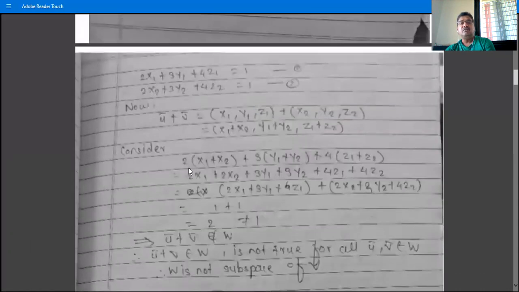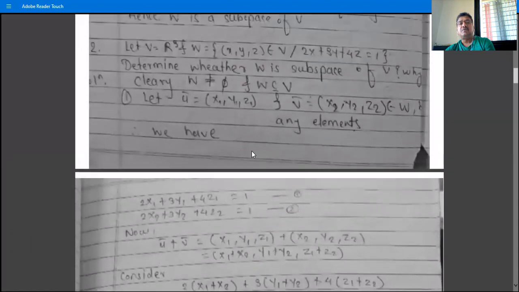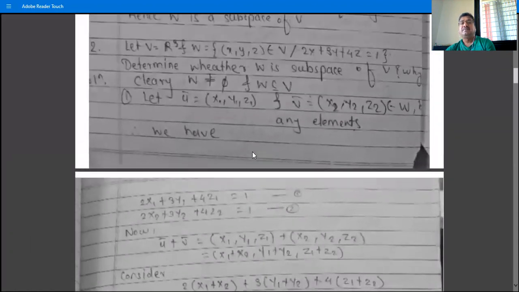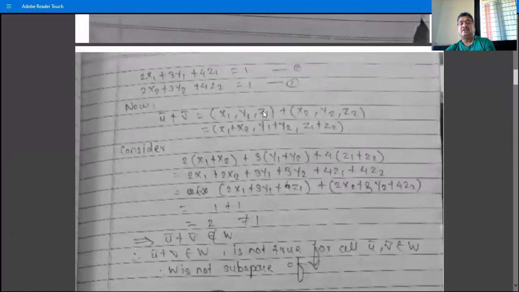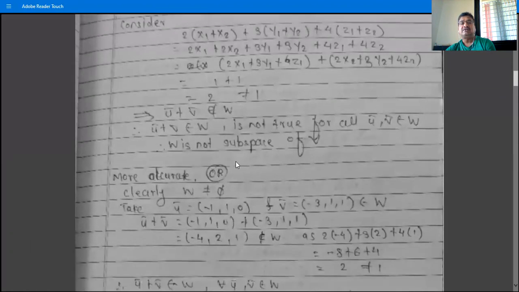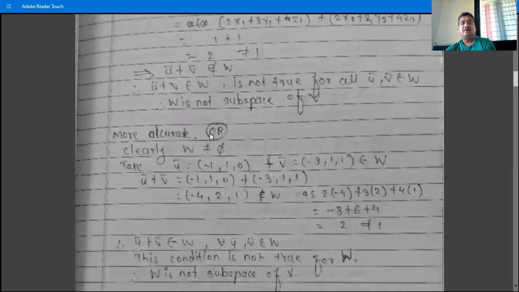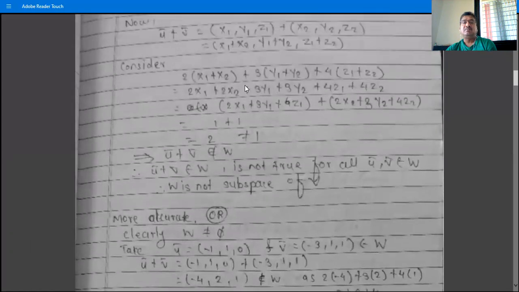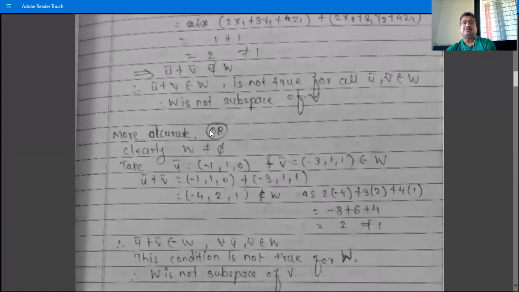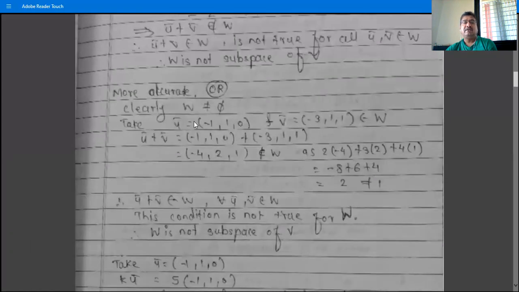And we can give the answer to this problem by using a counter example. That is why, to show W is not a subspace, we use this condition: the addition of two elements of W is not necessarily an element of W. We can prove this condition by using a counter example. So we take two elements, U bar as (-1, 1, 0) and V bar as (-3, 1, 1), belonging to W. Be any two elements.